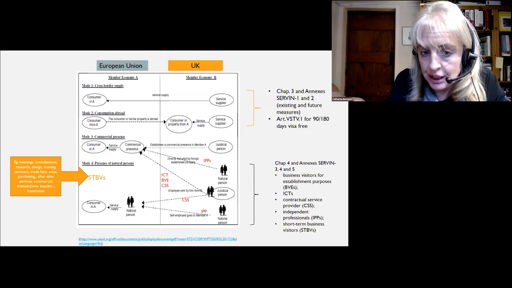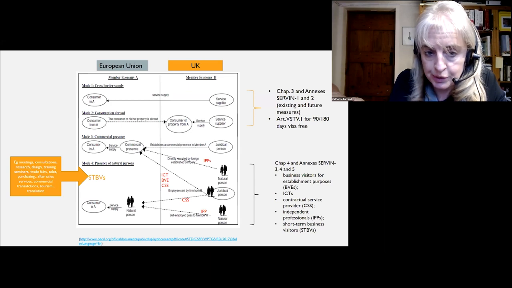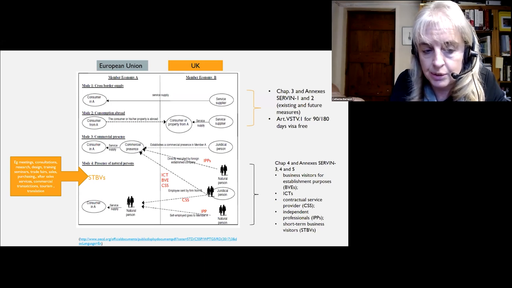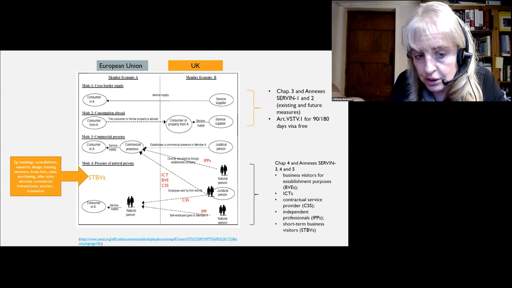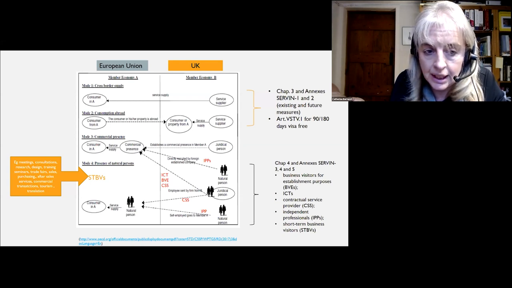And then the question is, can you get paid when you go to provide those services? And if we focus on the short-term business visitors, which is the more generous category that the government is proud of having included in the treaty, there are a bunch of things that you can do. So I can go to France to do some research or to attend a training seminar. But what I can't do is get paid by anyone in France, which is where your musicians come a cropper, because it's unlikely that they will fall into any of the other categories.